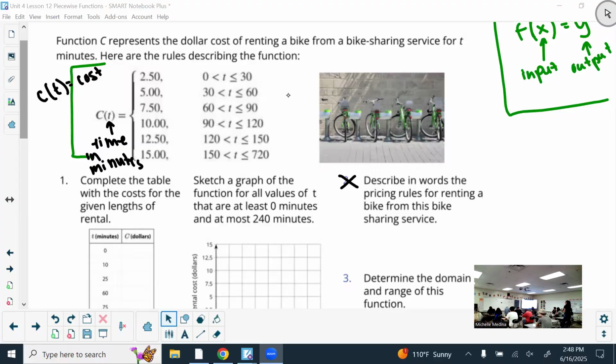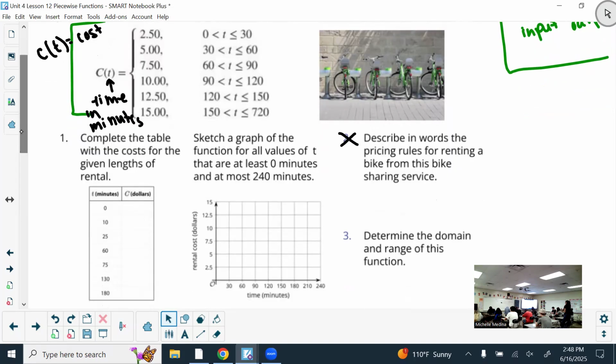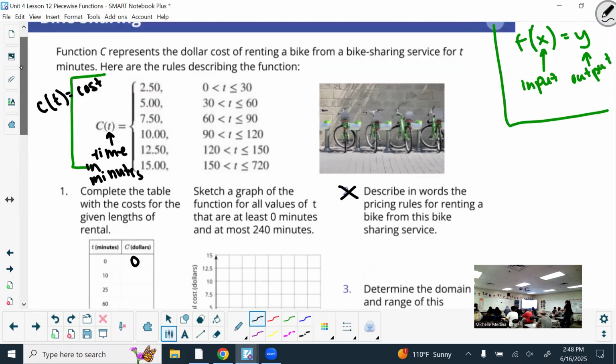So, Gianni, how much does it cost to rent it for 0 minutes? $0. Doesn't that make sense? If I'm not renting it at all, why should I be charged anything? Sometimes there's things in the description that say it's a $20 flat fee or whatever. But if you're not renting it at all, $0. Plus right here where you look at the minutes, it doesn't have the equal to part here. So when it's 0 exactly, it costs $0.